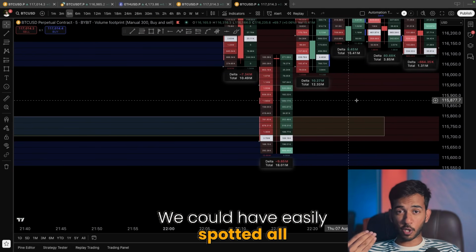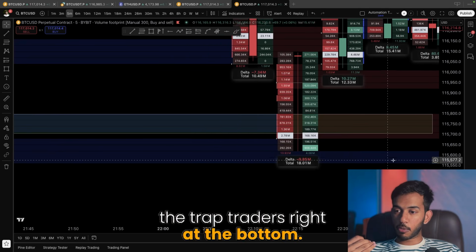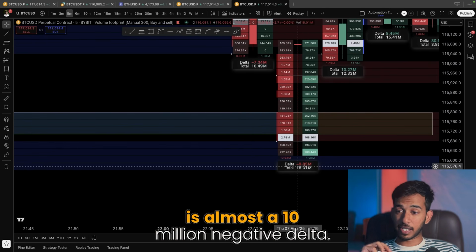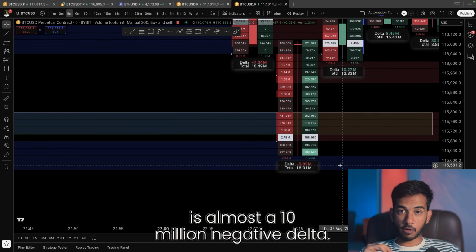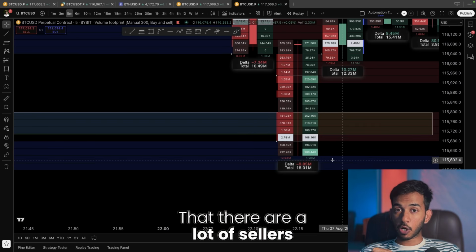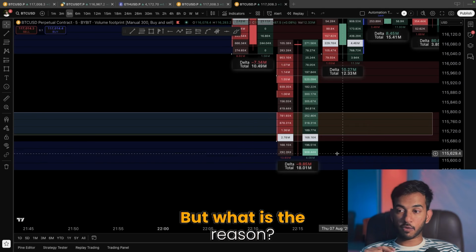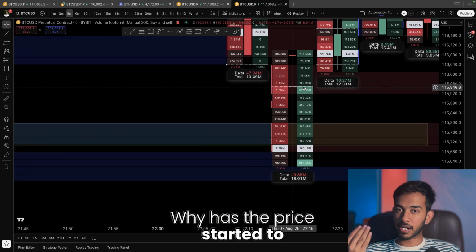We could have easily spotted all the trapped traders. Right at the bottom, what we get to see is almost a 10 million negative delta. What does that tell you? That there are a lot of sellers when compared to buyers. But what is the reason? Why has the price started to go higher?